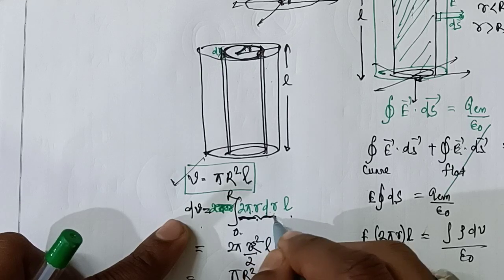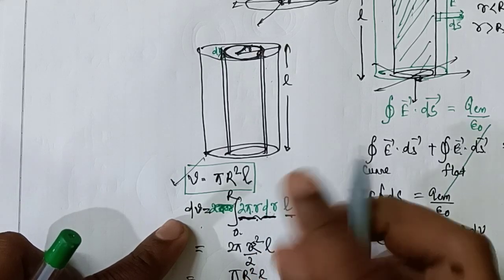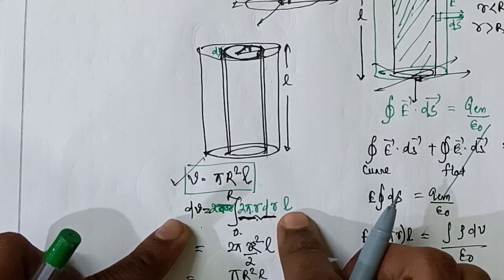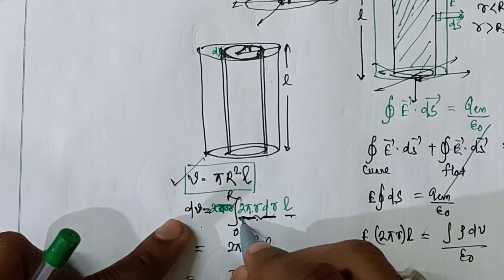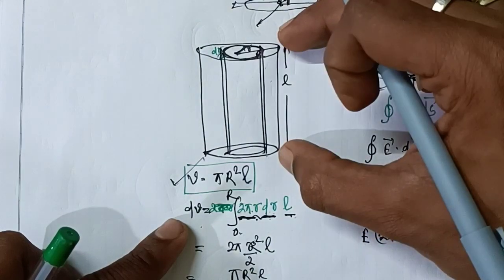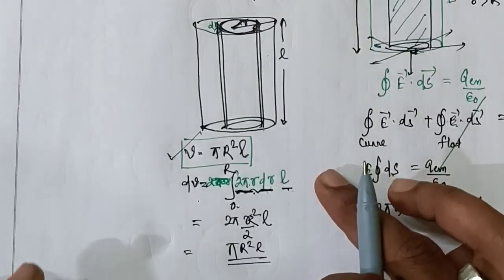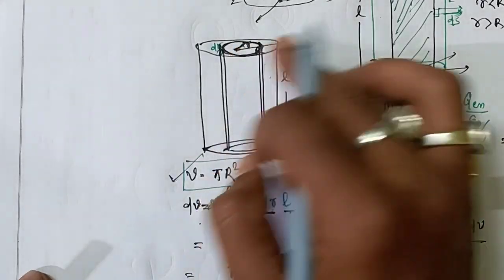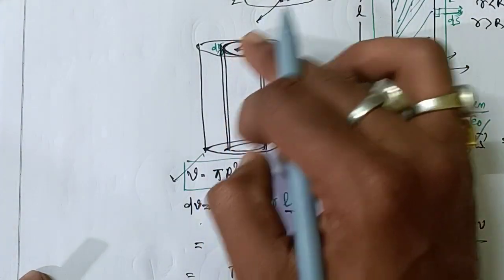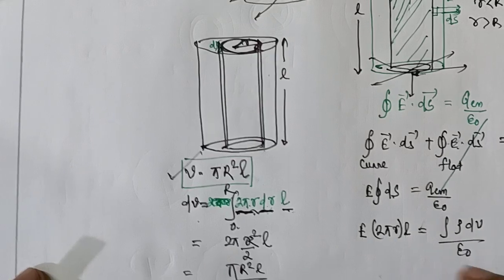Length into thickness into height. Length, length, length, giving rise to what? Volume. So I will go for perimeter length into thickness into height of the cylinder. I will simply get what? And I will go for limit 0 to capital R, because this dr is varying from 0 to R. In this way I will get the expression.